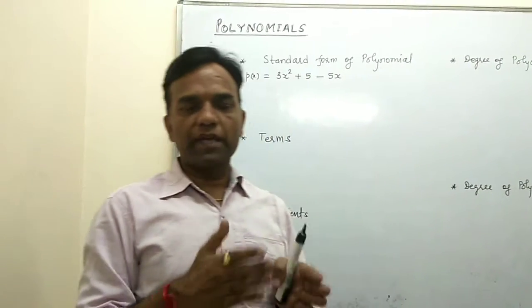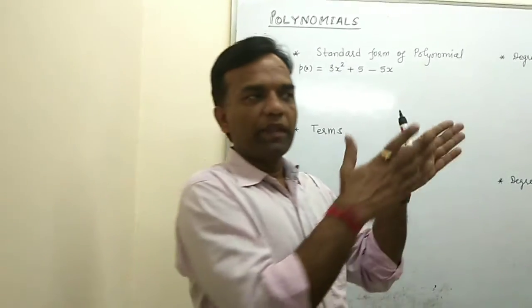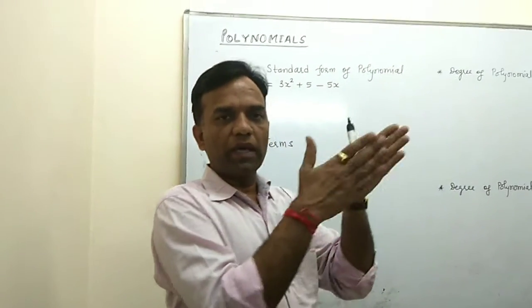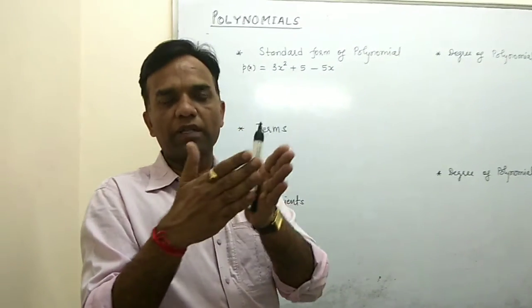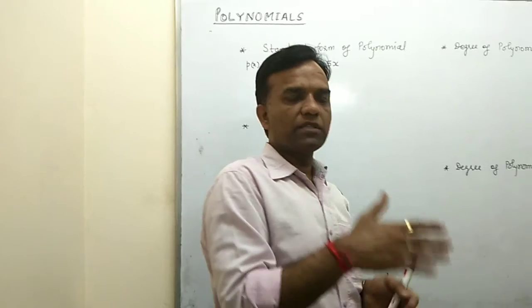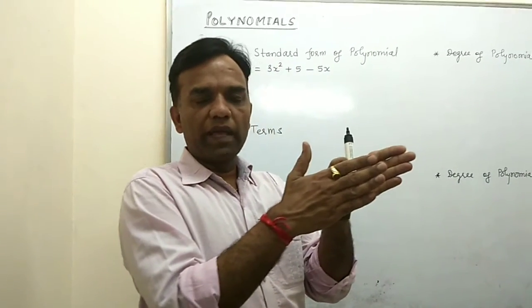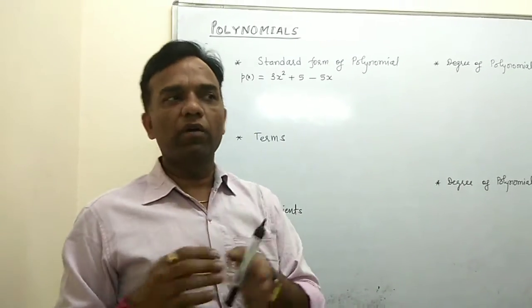Suppose x to the power 3 is given, x to the power 1 is given, x to the power 2 is given. Then you arrange first x to the power 3, then x to the power 2, then x to the power 1, and then x to the power 0. Because you always arrange your terms by their degree, in descending order.